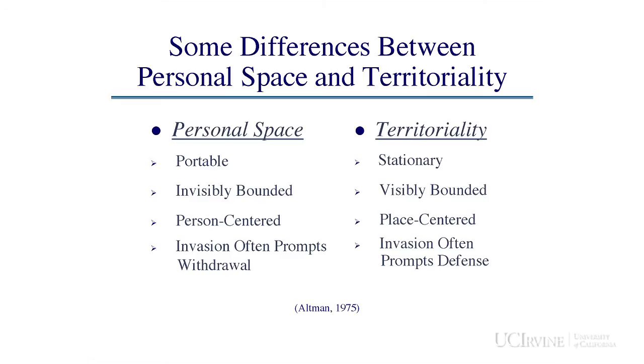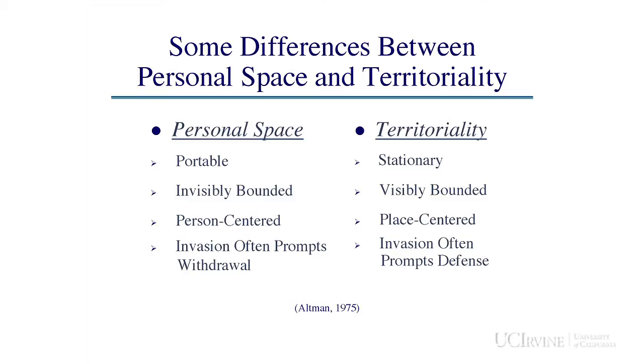How are these two concepts different? We've talked about how they're interrelated with crowding and isolation and privacy. They're different in the sense that personal space is more portable and invisible. It's a zone around you that you carry around with you. Whereas territory is more stationary, it's visible, it's your car, it's your room, it's a place typically. This is person-centered, it's your personal space, whereas territory is place-centered. It belongs or relates to a particular place that you've marked in some way and that you own.